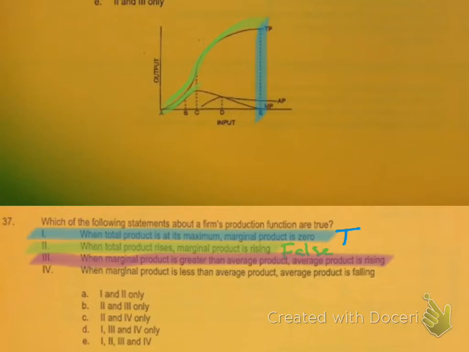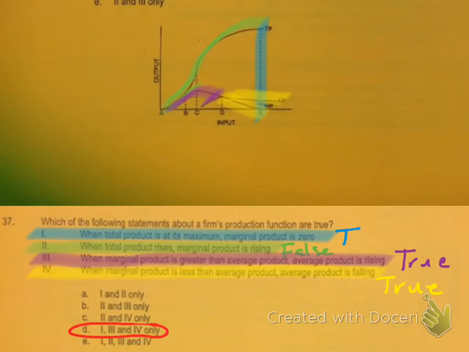Then let's double check with number 3. When marginal product is greater than average product, average product is rising. Well, that's a true statement, because whenever your marginal is higher than your average, it pulls your average up. So this is a true statement. Then let's look at statement 4. When marginal product is less than average product, average product is falling. This is a section where marginal product is lower than average product, and it's also dragging your average product down. So that is a true statement. That means that statements 1, 3, and 4 are true, because statement 2 is false.